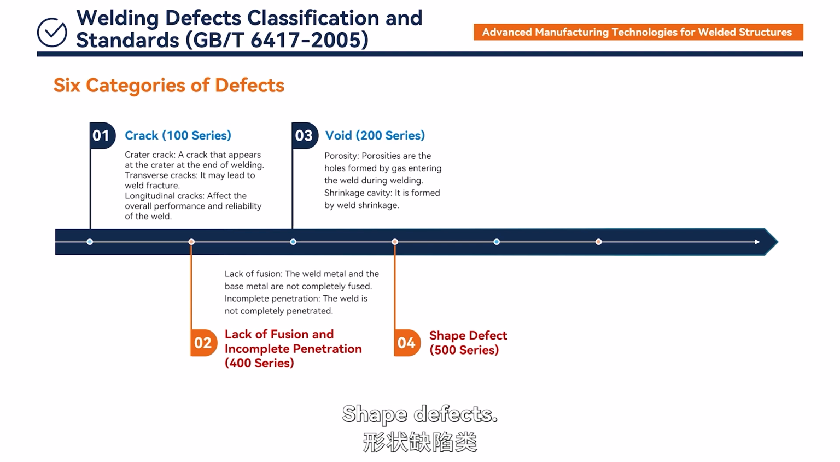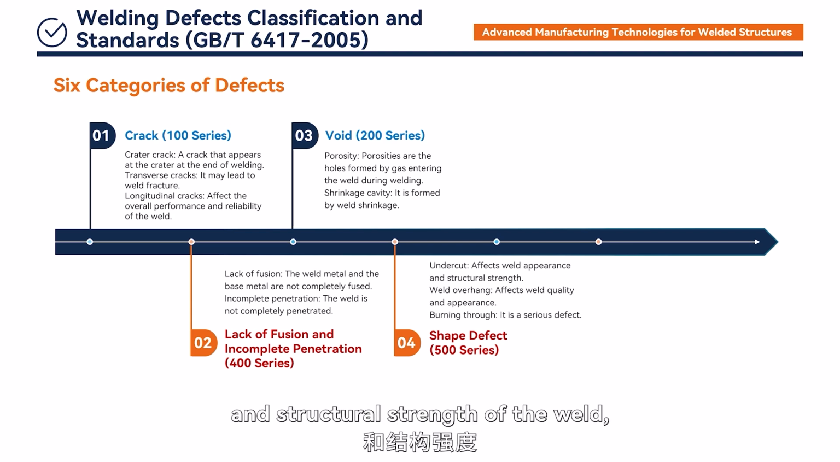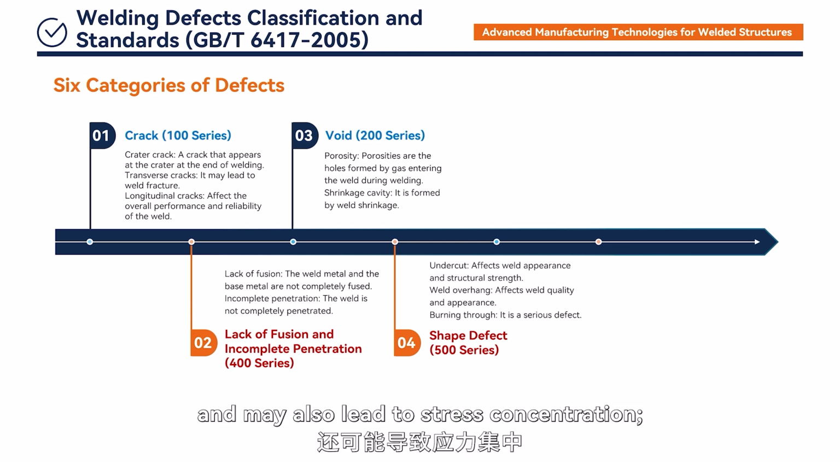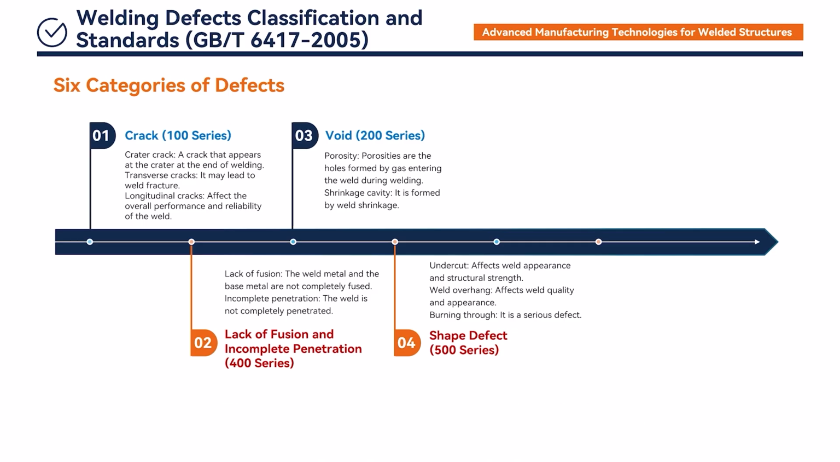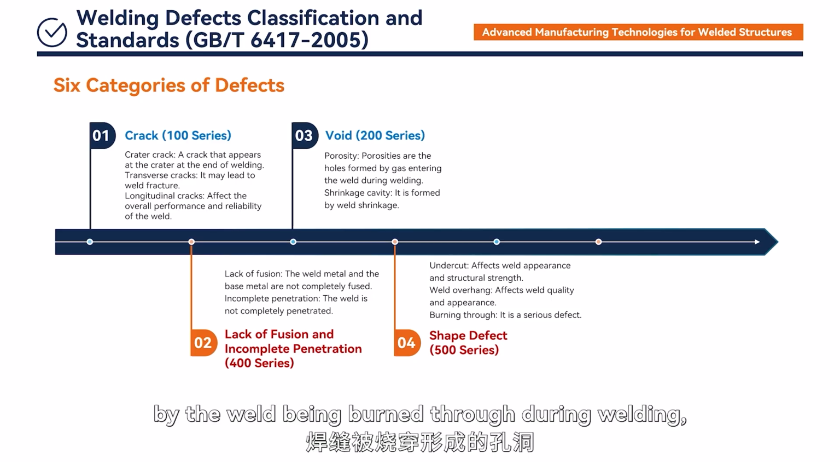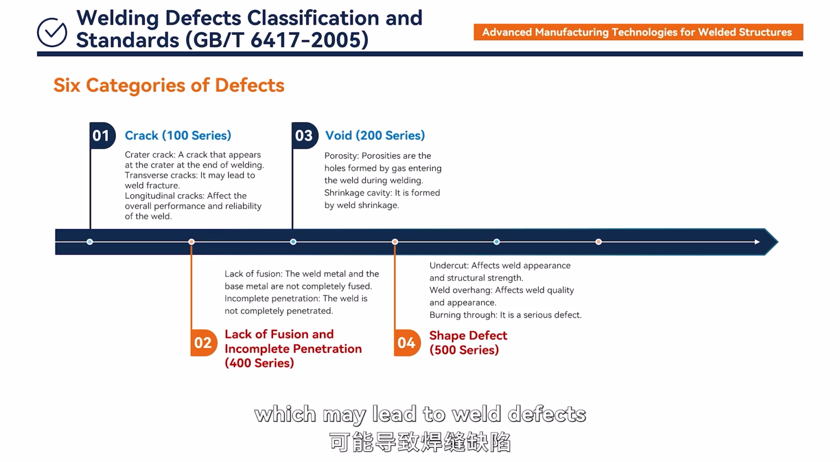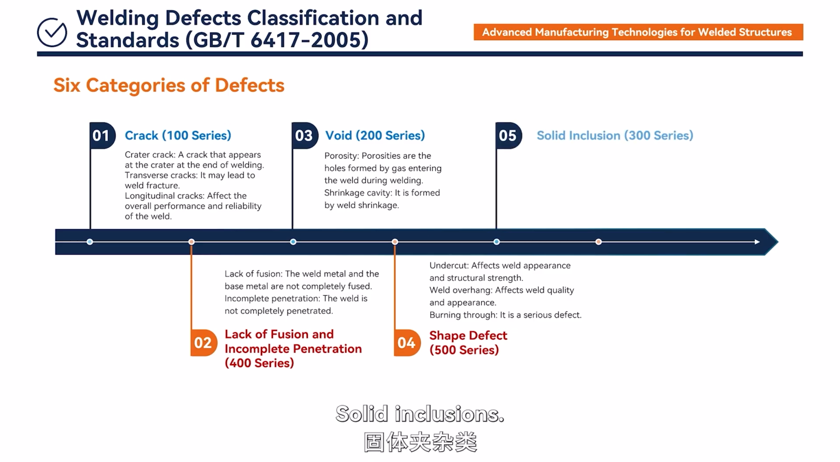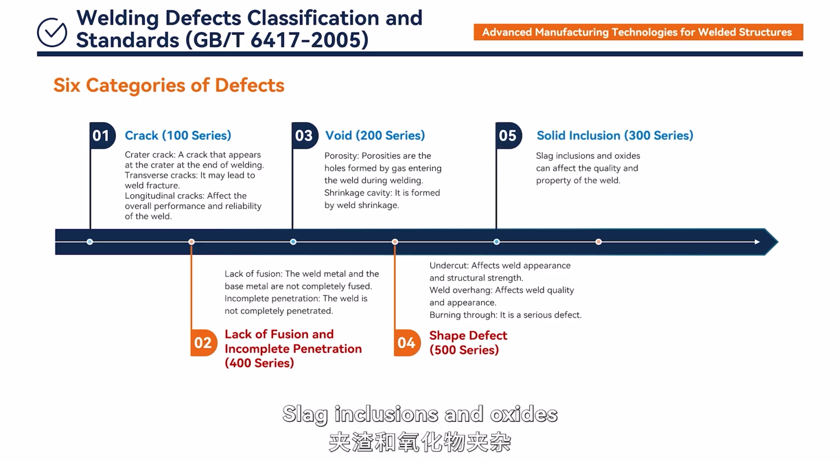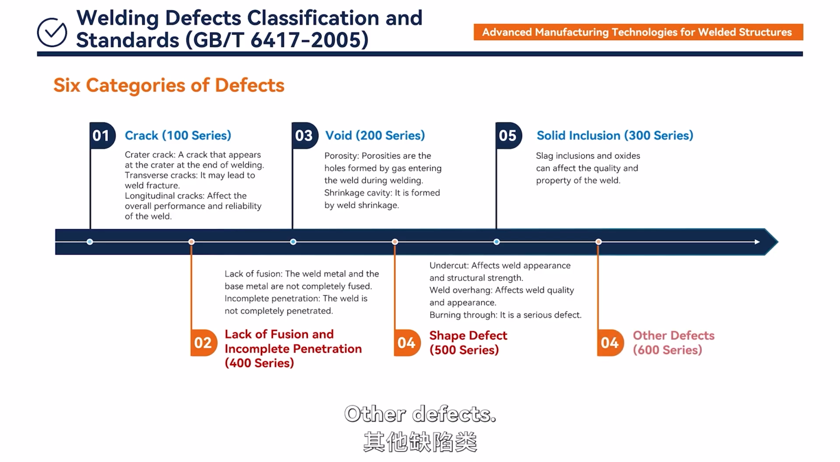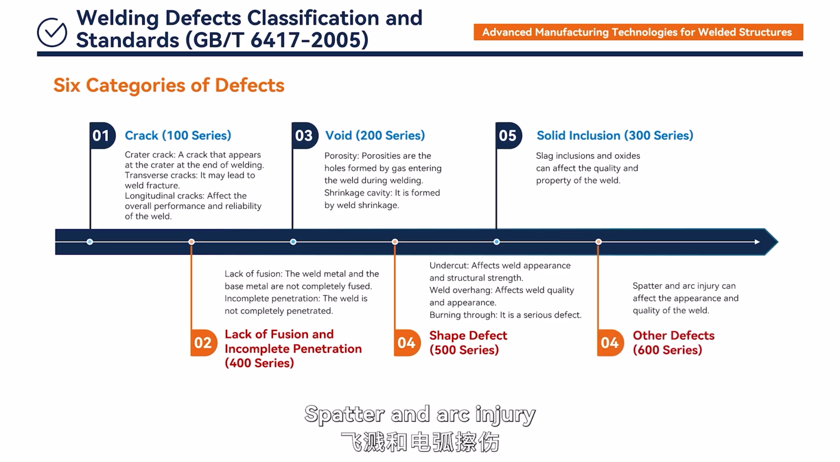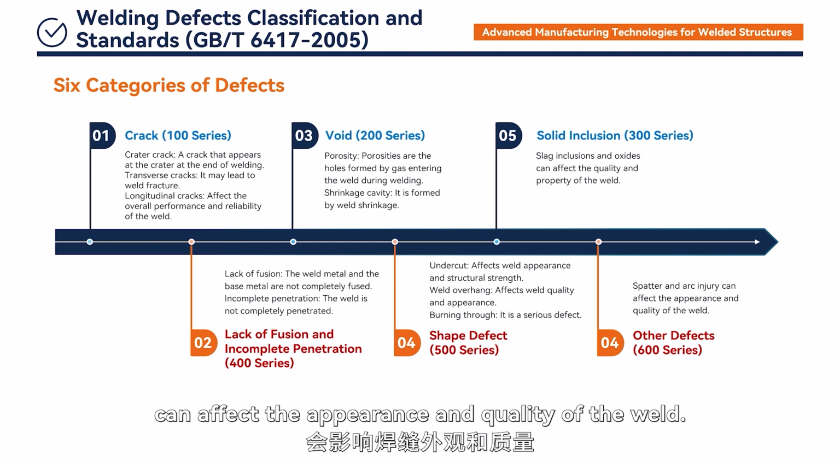Shape defects. Undercut will affect the appearance and structural strength of the weld, and may also lead to stress concentration. The weld overhang affects the quality and appearance of the weld. Burning through is a hole formed by the weld being burned through during welding, which may lead to weld defects and needs to be strictly controlled. Solid inclusions. Slag inclusions and oxides can affect the quality and property of the weld. Other defects. Spatter and arc injury can affect the appearance and quality of the weld.